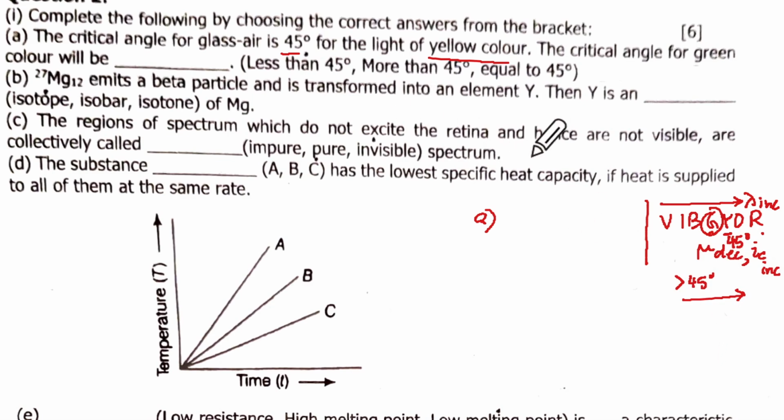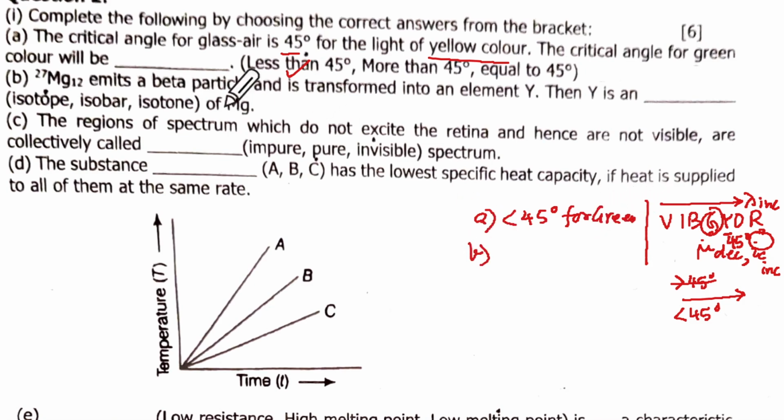Now it's increasing. What is increasing? Critical angle is increasing. What should I write over here? This is 45 green. So red and orange will be more than 45. This should be less than 45, correct? Yes. Less than 45. So A will be less than 45 degrees for green.